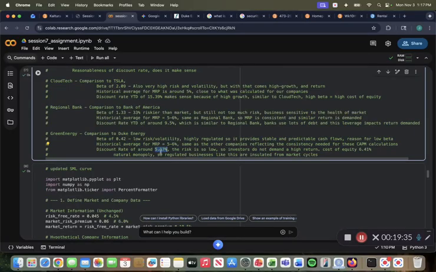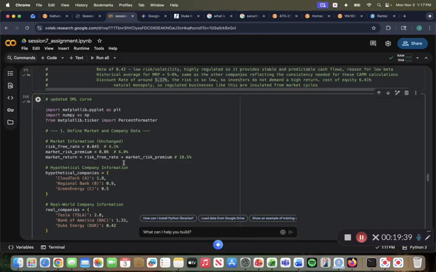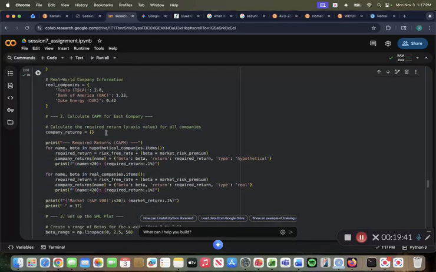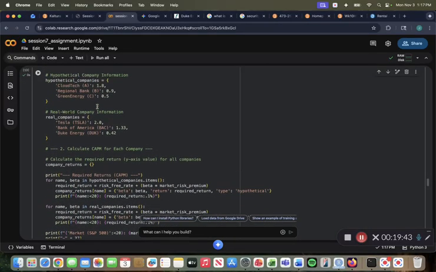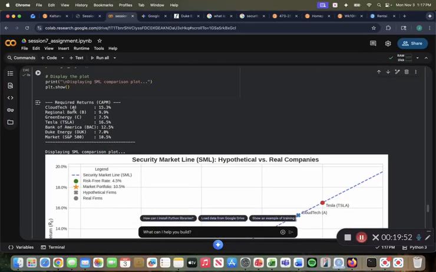So after doing this validation, I created another SML curve with these new companies on it. Basically all the same code for that. I just had Gemini help me implement these new companies in there. So looking at this, ran the code already. You can see the required returns here that we calculated.